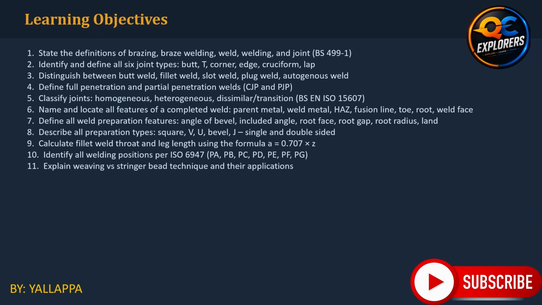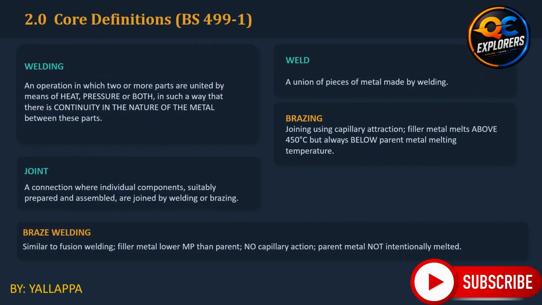For examination preparation, do not simply memorize the list. Test yourself by looking at an unfamiliar weld sketch and asking, what joint is this? What preparation is being used? What weld configuration is present? Where is the root? Where is the toe? What dimensions would I inspect? That is how these definitions become inspection knowledge. Let us start with the basic terminology.